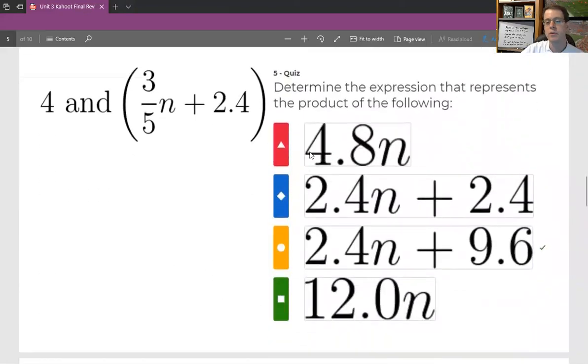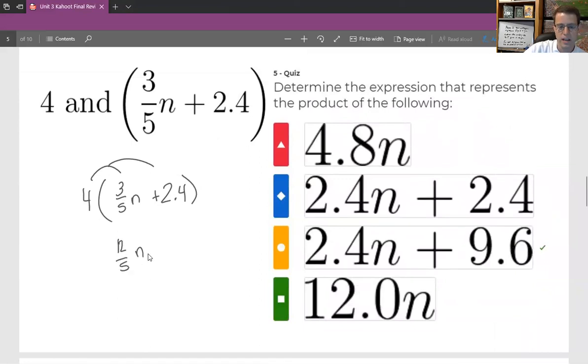Determine the expression that represents the product of the following: 4 and the 3/5 n plus 2 4/10. Well, that's really just 4 times 3/5 n plus 2 4/10. When I distribute here, this becomes 12/5 n plus 9 6/10. Well, 12/5 is 2 2/5 n, which is really 2 4/10 n, plus 9 6/10, which is this yellow answer there.